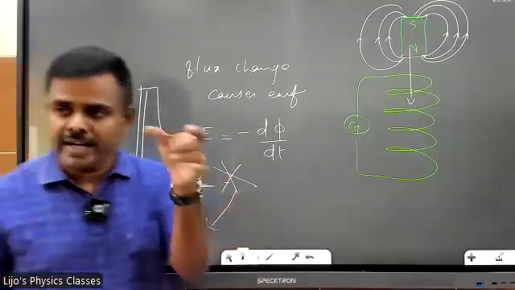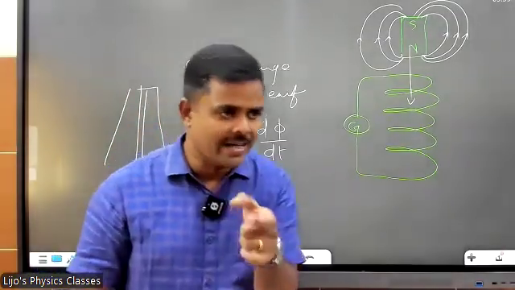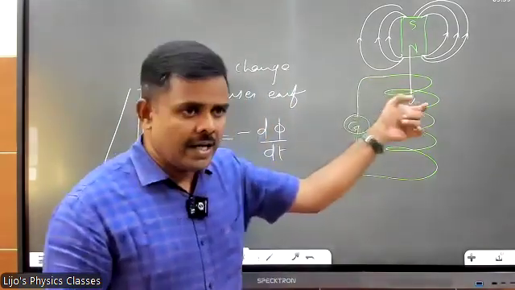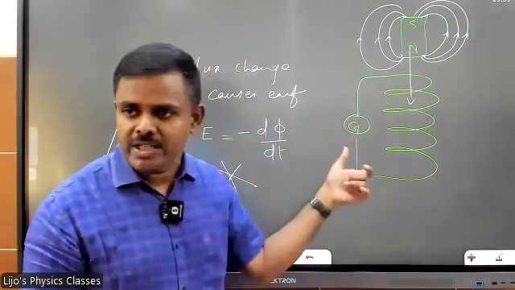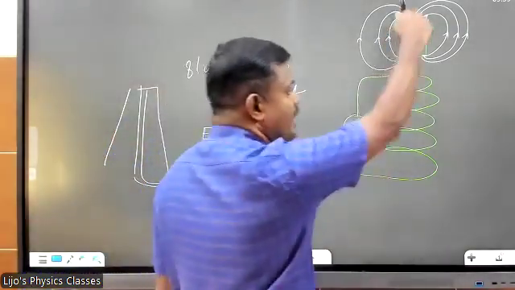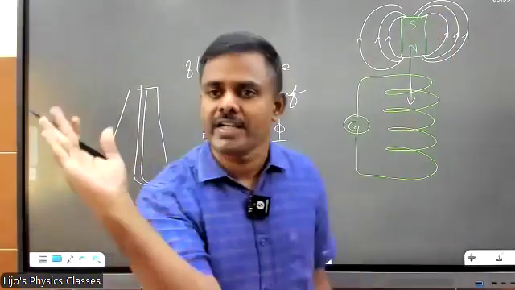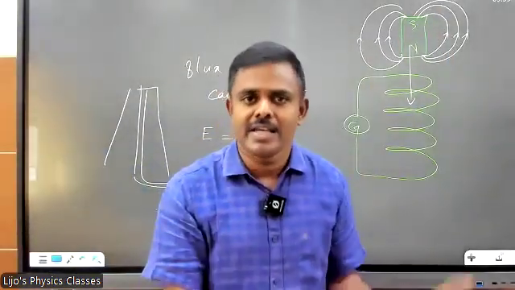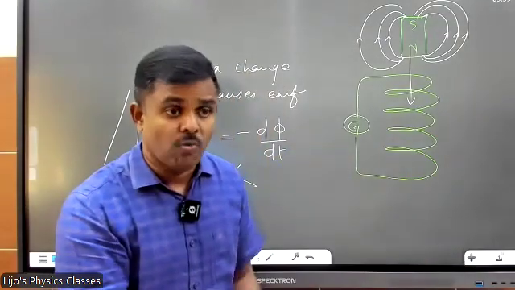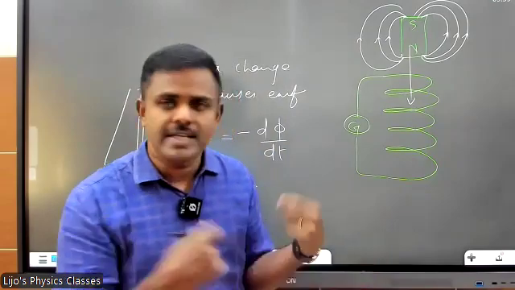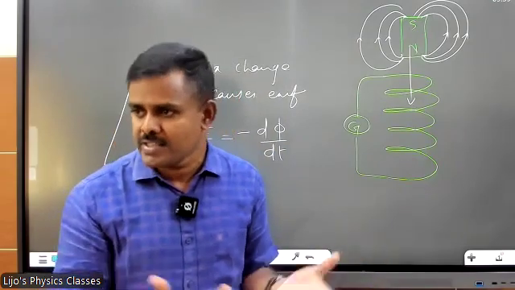This is Faraday's coil magnet experiment. According to the experiment, the coil has a galvanometer attached to it, and whenever the magnet goes into the coil or comes out of the coil, the needle shows deflection. That means there is a current flowing. Why is the current flowing? Because there is an EMF developed. Why is the EMF developed? Because the flux is changing.